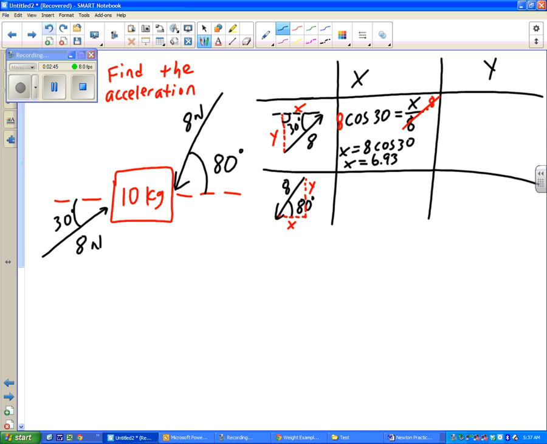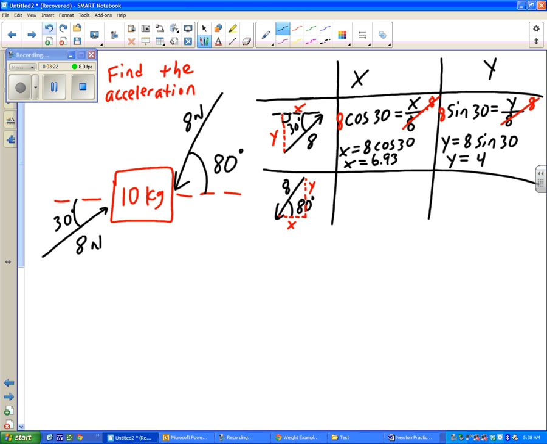So I'm going to do the same thing over here for the y, except this time we're going to use sine. So we have the sine of our angle. This time it is equal to opposite over hypotenuse, and the opposite of the angle is the y, and our hypotenuse is still 8. So doing it the same way, we multiply both by 8, and we get y equals 8 sine 30. Putting that in a calculator, we get 4.